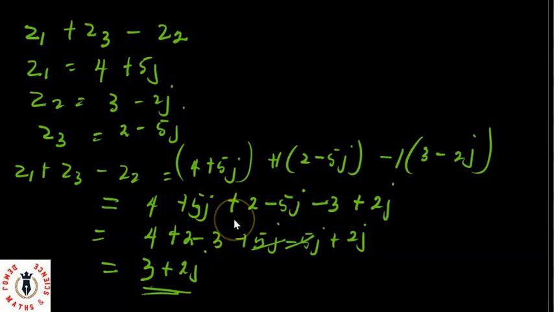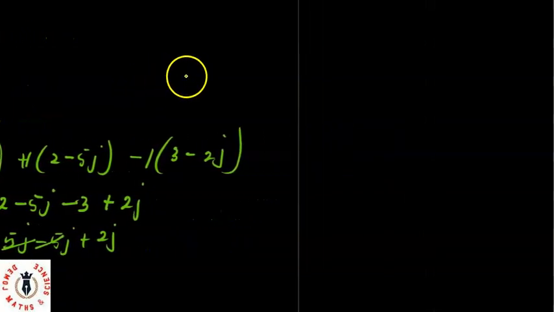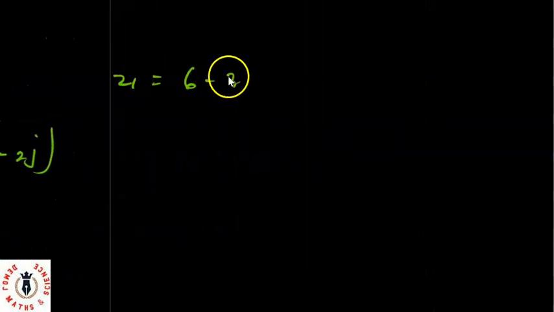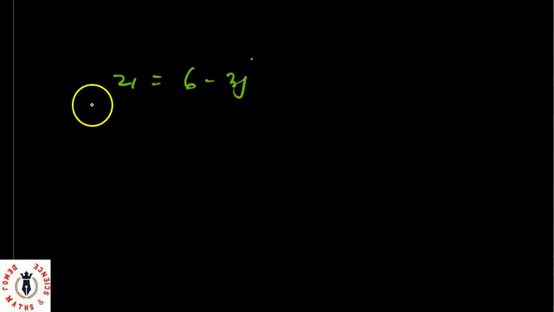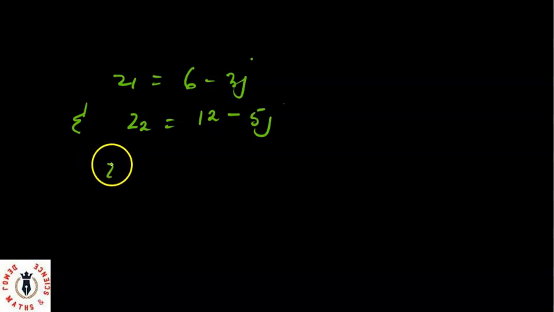Now let's see our take home. If z1 is equal to 6 minus 3j and z2 is the same thing as 12 minus 5j, what is z2 minus 2z1? Be sure to try your hands on this and share your solution with us via the comment section.